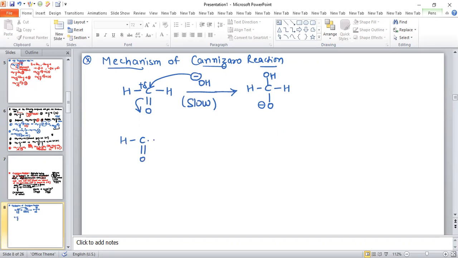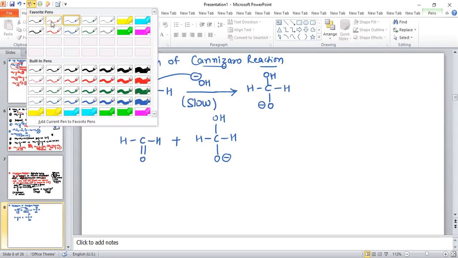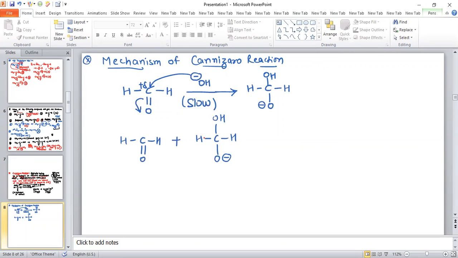Now the reaction of this compound with this one. So this is basically HC OH and H, and on this oxygen there is a negative charge. Now see what happens. This hydride, meaning H minus ion, will shift onto this carbon atom because this carbon is electrophilic. So this H minus will attack this carbon.